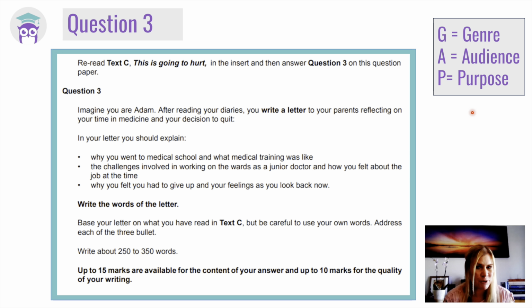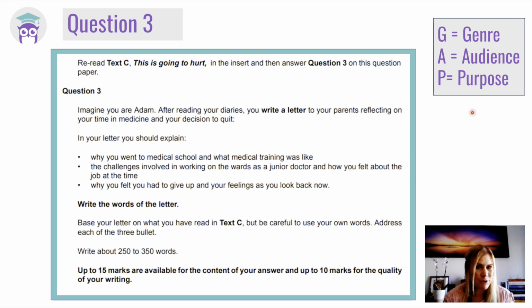Who is the audience? Because that is going to give an indication on the kind of tone and the formality, the register that you're going to use. And what is the purpose? So why am I writing it? So the gap is given to you in that early opening section.